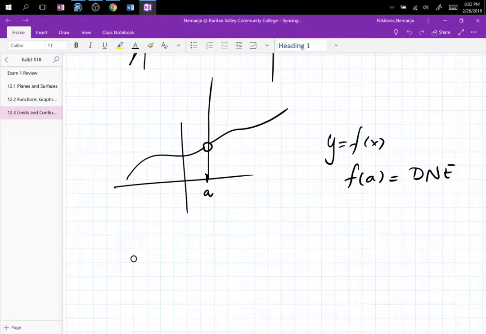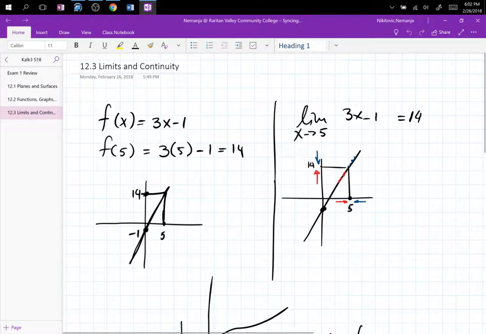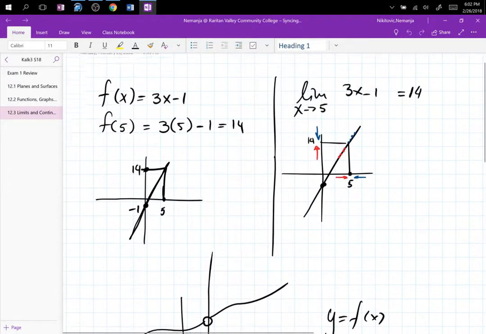Hello and welcome back to Calculus 3. This is the second part of 12.3, limits and continuity, and we are continuing with the Calc 1 review of limits.